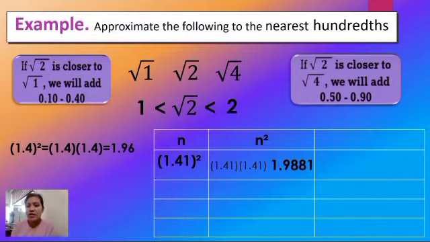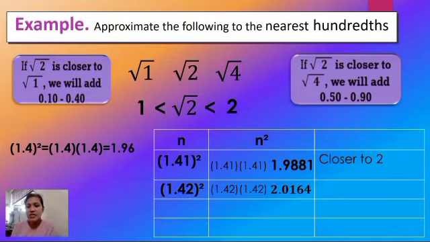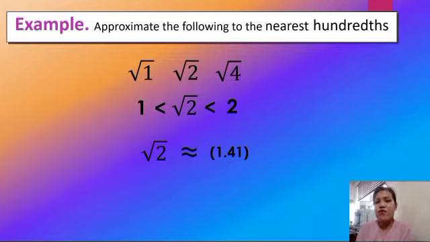So, try naman natin kung 1.42, baka mas malapit. So, 1.42 times 1.42 is 2.0164. Kung mapapansin nyo, lampas siya. So, ibig sabihin, hindi ito ang ating closer value. So, ibig sabihin, dito na tayo mag-i-stop sa 1.41. So, ibig sabihin, 1.41 is the approximate value for square root of 2. Ayan.